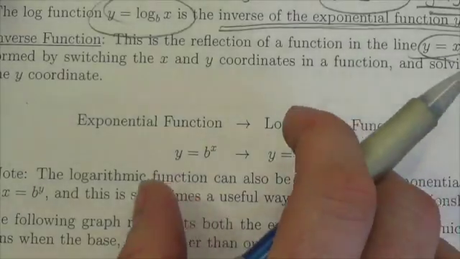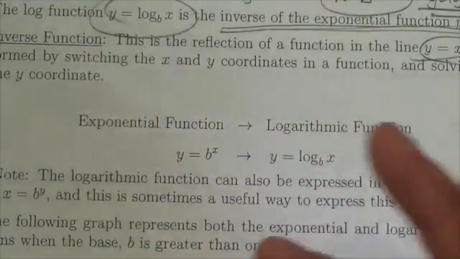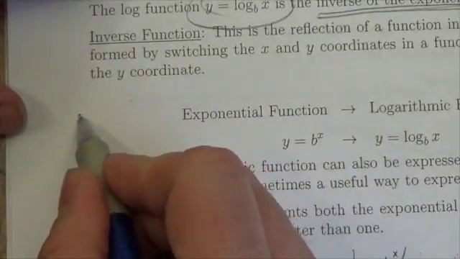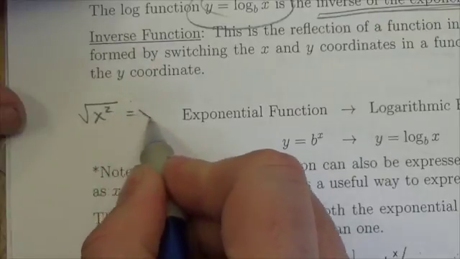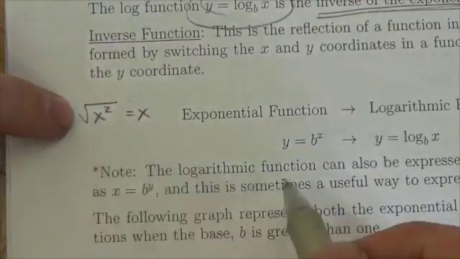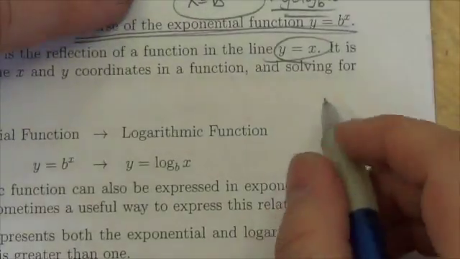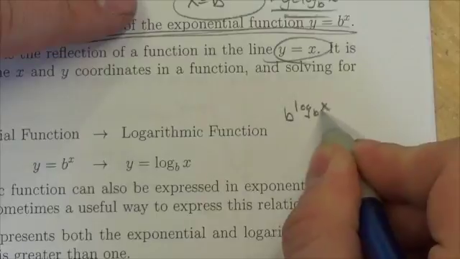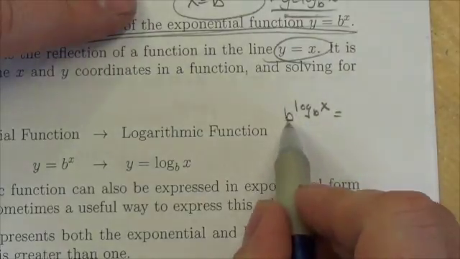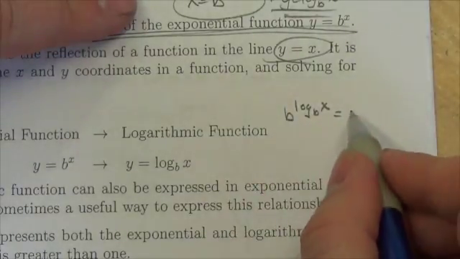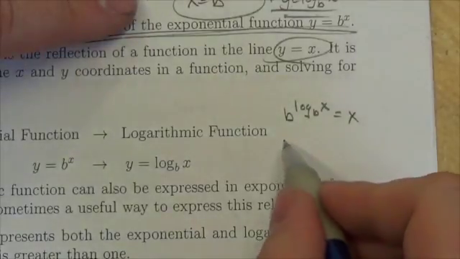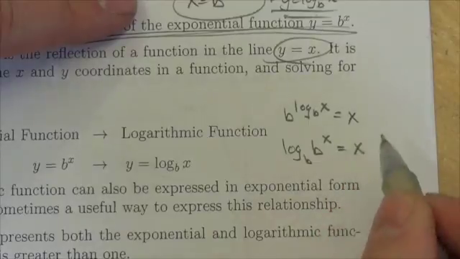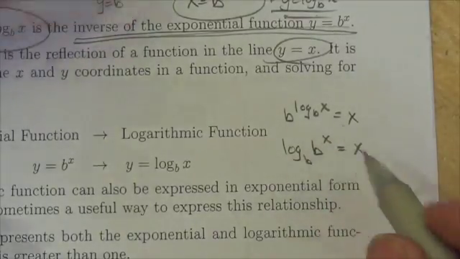Now, because they're inverses of each other, remember that they're going to sort of cancel each other out here. Now, I'm just giving an example. If you've got the square root of x squared, the answer here is x, because those two operations are inverse of each other. In the same way here, if you've got b to the log base b of x, the exponential function and the logarithmic function cancel each other out, and that becomes x. Same way, if you've got the log base b of b to the x, the answer again is x, because they're inverses of each other.